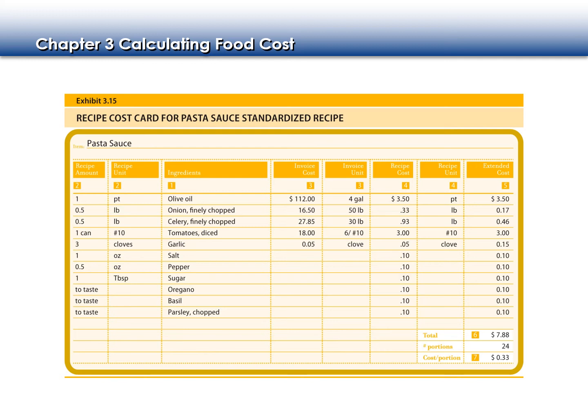Okay, our invoice cost. Where do we get our invoice cost from? From the invoice. That is also known as the as purchased cost, AP cost, from the invoice. Okay, the invoice unit, we buy 4 gallons of olive oil at $112 for 4 gallons. Do my recipe unit and invoice unit match? No. Pints to gallons, they don't match. So I have to do some conversions.